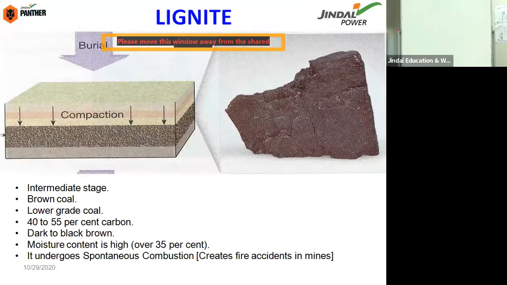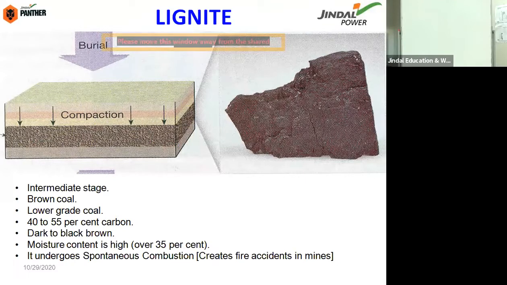Lignite. This is the intermediate stage of the coal formation process. It also has 40 to 55% fixed carbon. In nature, it is visible as dark to black brown. Moisture content is also high, about 35%, which is also not suitable for power plant electricity generation. And it creates accidents in mines as it undergoes spontaneous combustion when it comes in direct contact with moisture and oxygen.